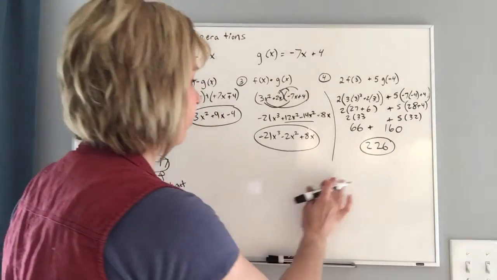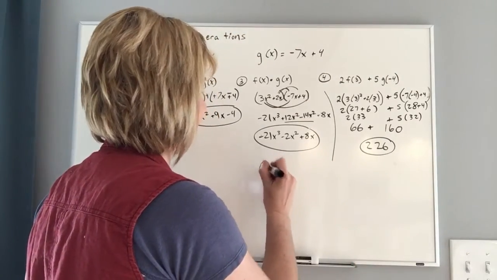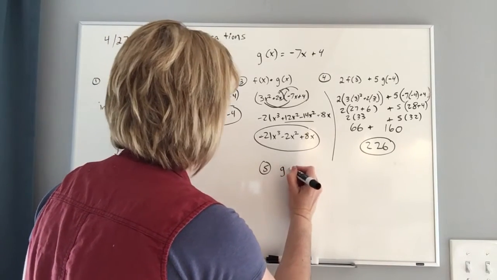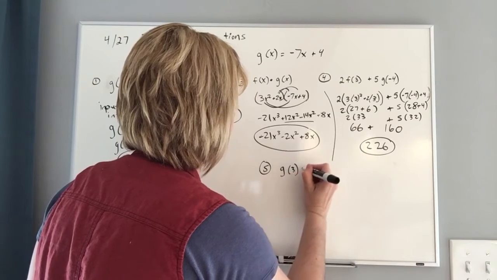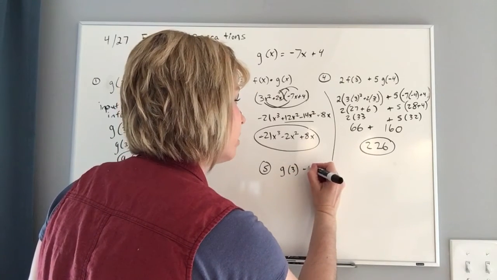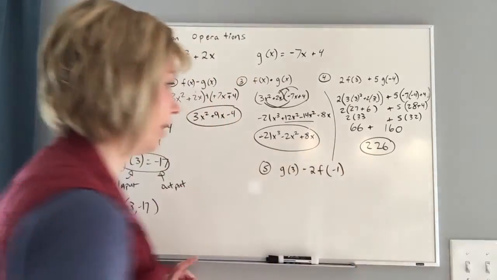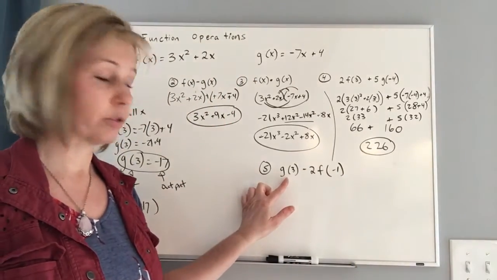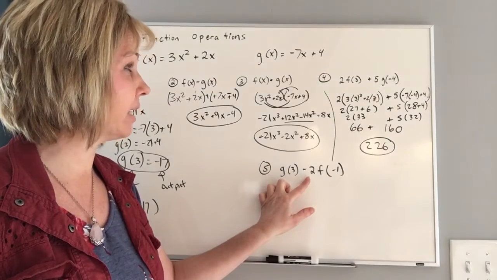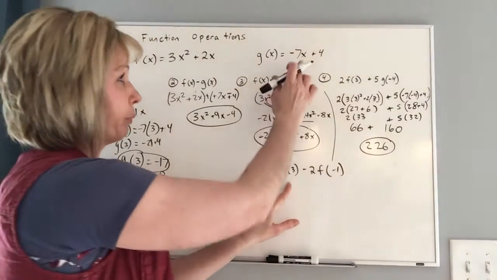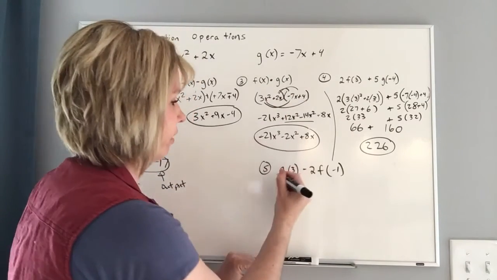Let's just try one more of that. So let's put 5 here. Let's find g of 3 minus 2 times f of negative 1. So find g of 3 first. So I think we found it over there, but let's just resubstitute.